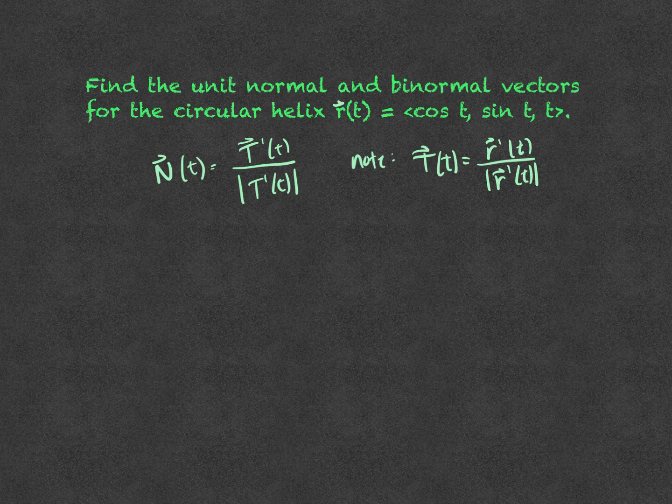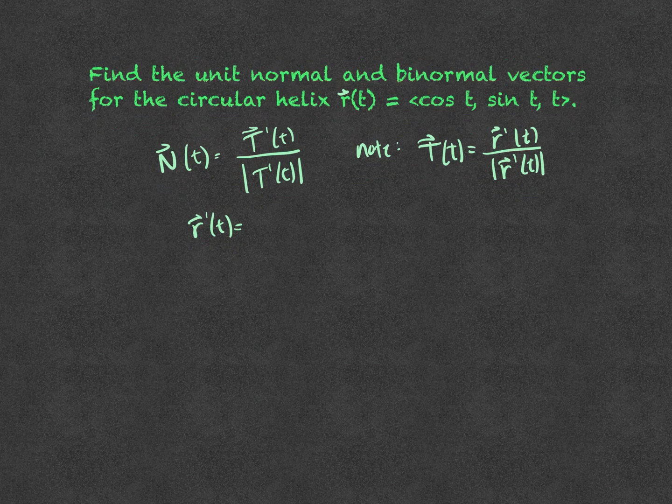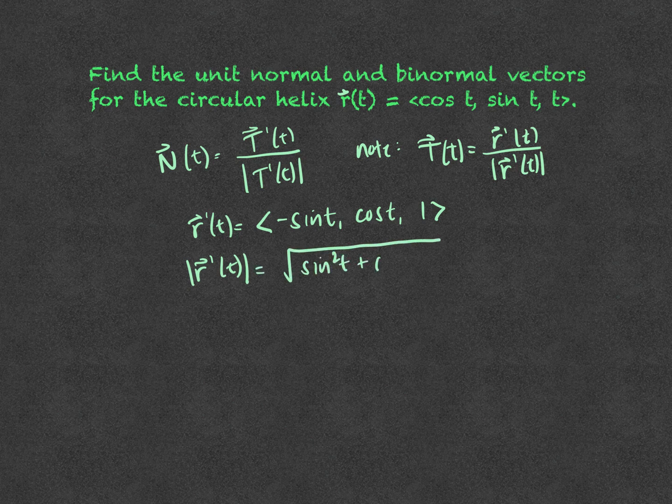All right, so we have r of t. Let's start off with r prime of t. I didn't make the notes for the binormal vector because I figure we won't be on the screen anymore by that time. So r prime of t, if r of t is cosine of t, then the derivative is negative sine of t. The derivative of sine is cosine of t, and the derivative of t is 1. Now we need the length of r prime of t, which equals the square root of sine squared t plus cosine squared t plus 1. I feel like we're doing the same problems over and over. So 1 plus 1 is 2, so the length of r prime of t is the square root of 2.